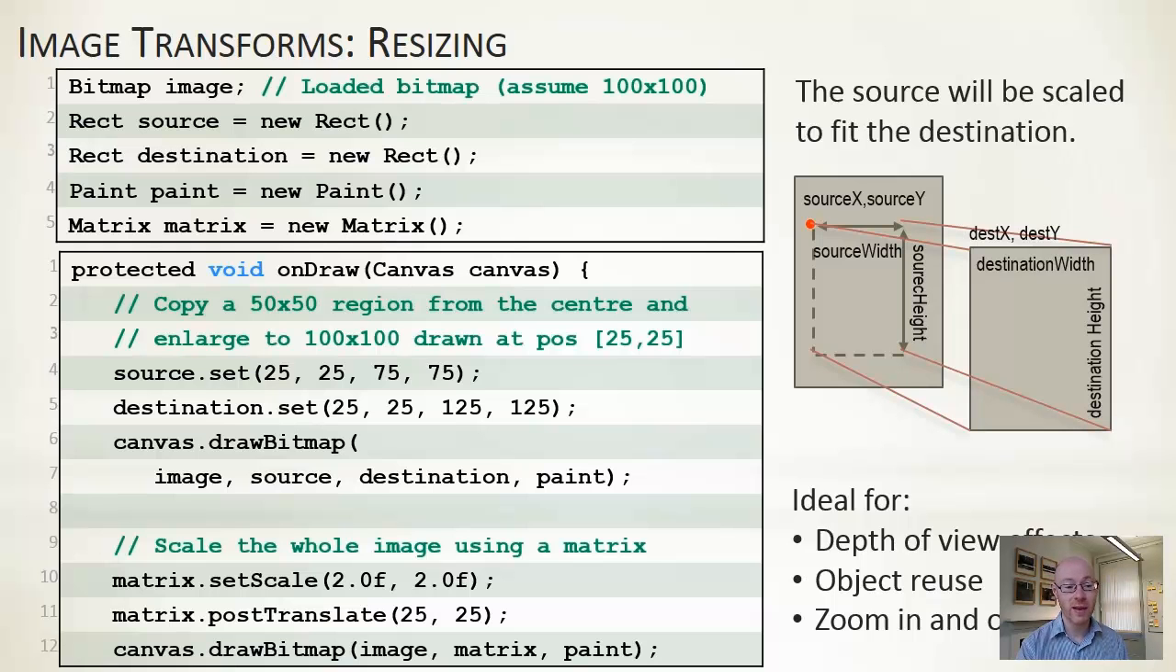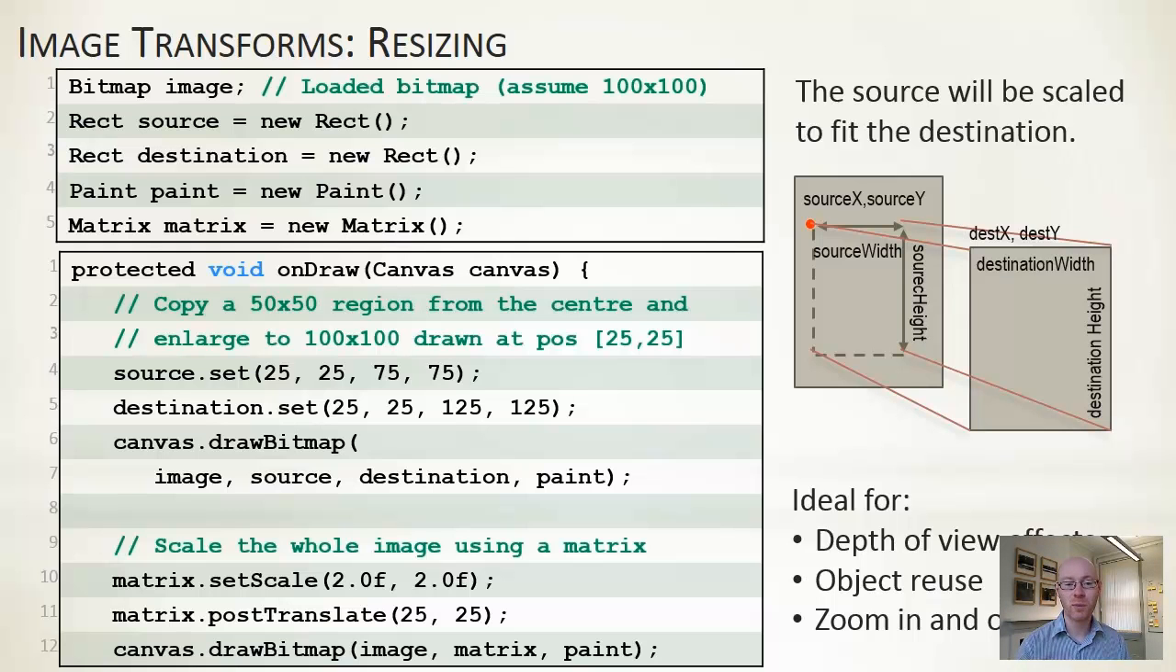From lines 9, 10, 11 and 12, it shows how we can accomplish exactly the same thing, but in this case we're using a matrix. So a matrix is simply a way of multiplying the points so that you can manipulate those points in a certain way. And you can create a matrix that will scale them.